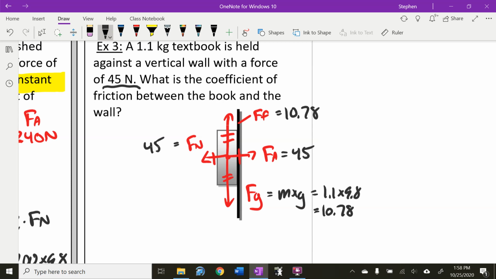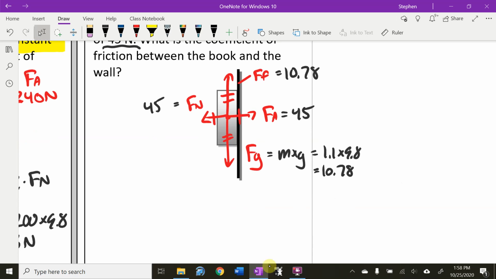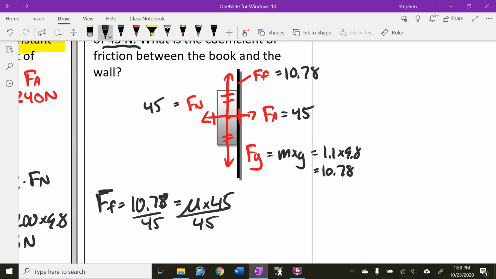So just by looking at the diagram, we've already got quite a few bits of our information there. So let's look at the force. The force of friction is going to be 10.78, and this is equal to mu times the normal force, which we've already solved for, is 45. So again, we're going to take our 10.78 and divide both sides by 45, and we have mu equals 0.24. So that is our final answer for the third example question.